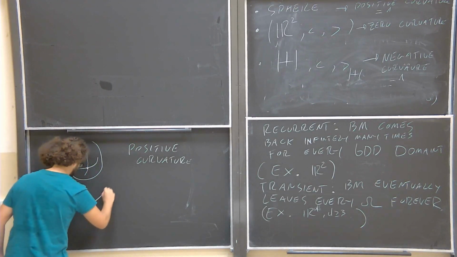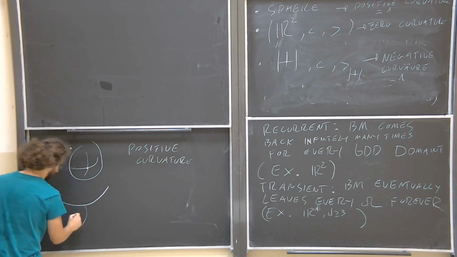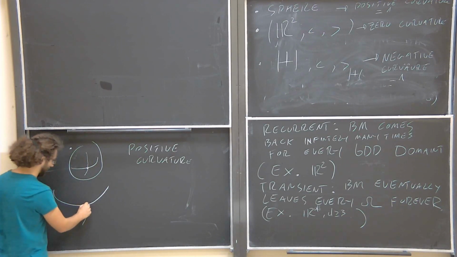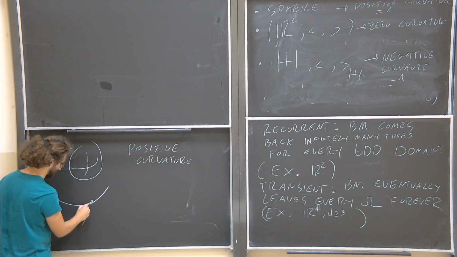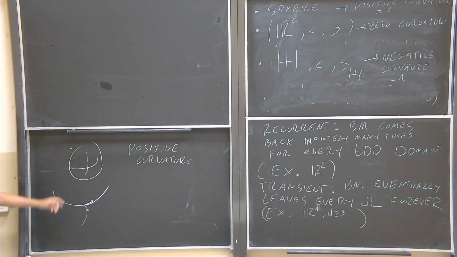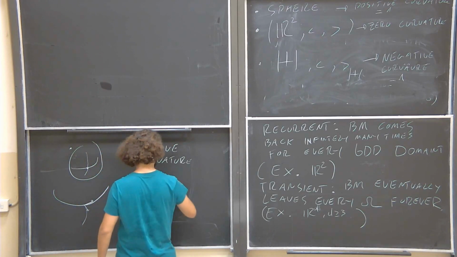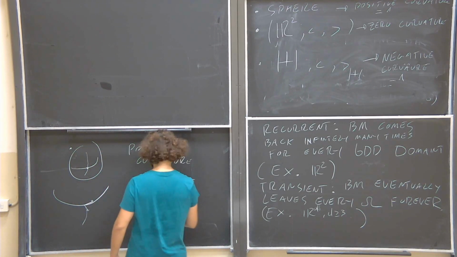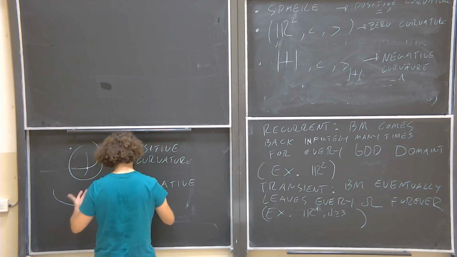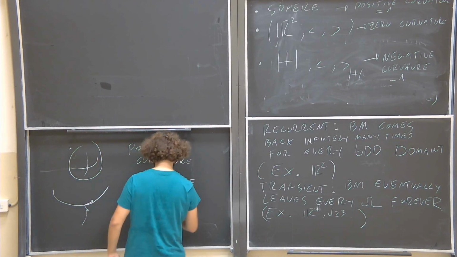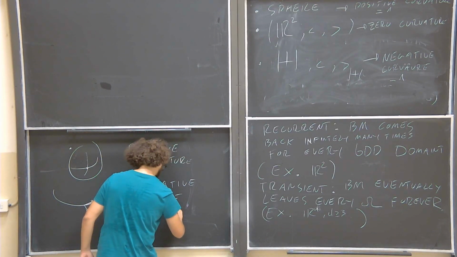Imagine a saddle. Something that in this direction goes up, and in this direction goes down. This change of behavior is what makes negative curvature. So think of saddle points as the model for points of negative curvature. The point is this.